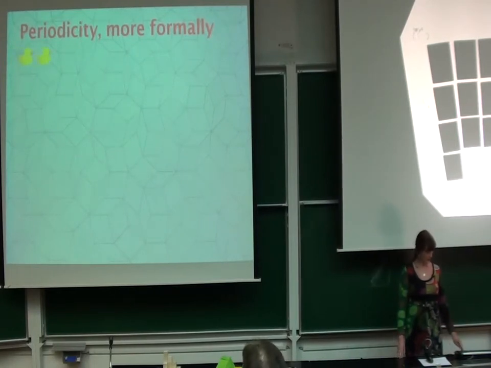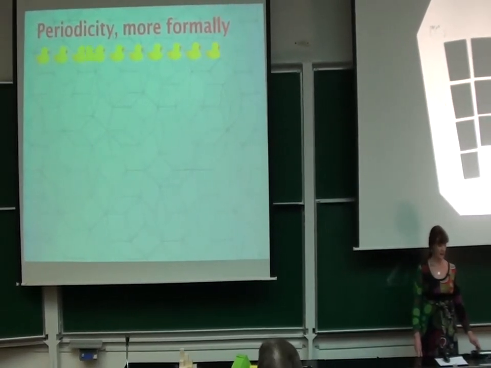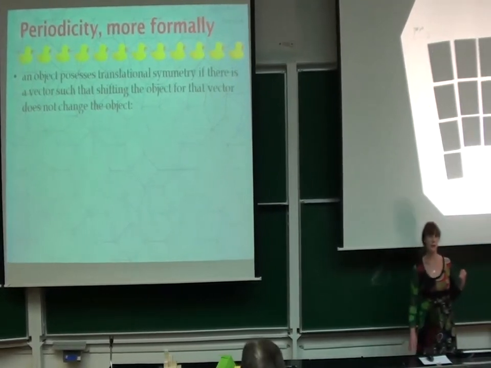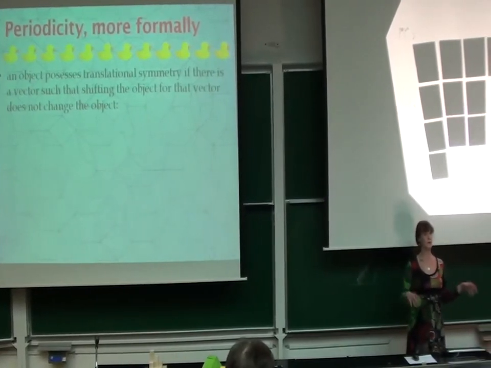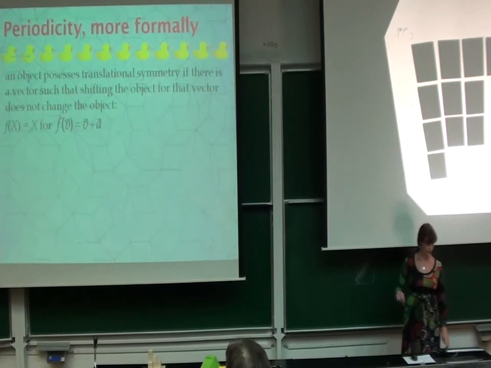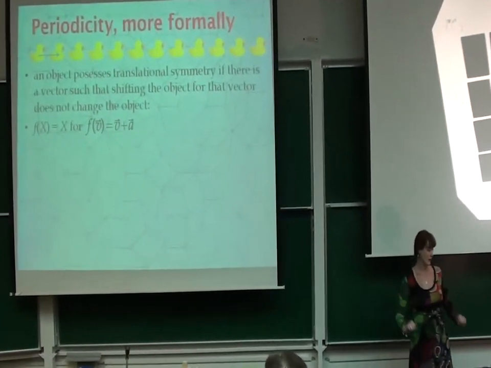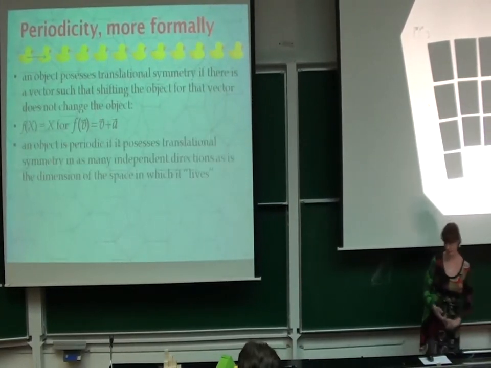So in fact, it is just like repeating a duck in equal spaces, very regularly and ad infinitum. We say that an object possesses translational symmetry if we can find a vector, we can also call it a shift, so that when you shift the object by that vector, you don't see any difference. So if our ducks were in an infinite row, and you shift them by one vector, the whole row will look the same. In formal notation, you see how it will look, but it's not really necessary to have the formal notation.